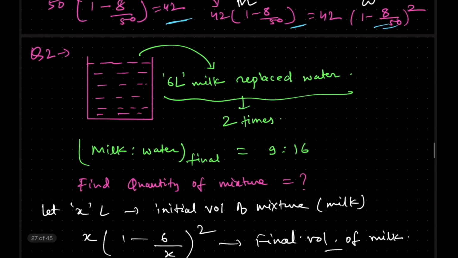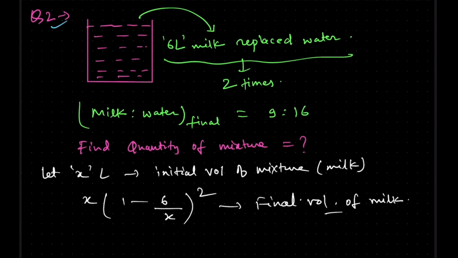So let's see one more question. Question number 2: the amount of milk is not given here in the question. 6 liter of milk is replaced by water, and this operation is done 2 times. The final ratio of milk to water is given, that is 9:16. You have to find the final quantity of the mixture.